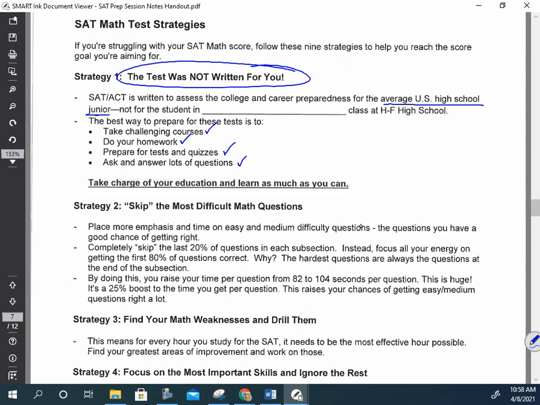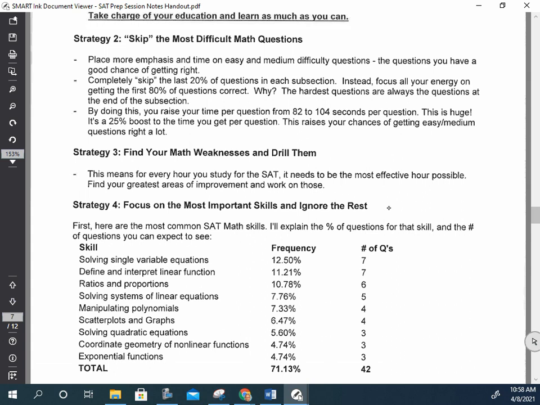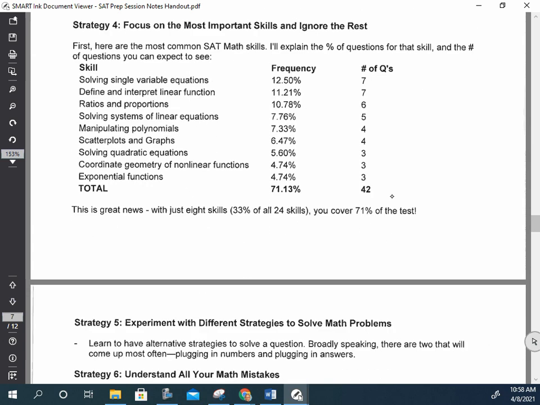Ask and answer lots of questions. Look, I'll be frank, there's about half of y'all that don't ask nothing, so that's about 50-50. So, that's how you prepare for an SAT. Point blank period. Everything else is standard operating procedure. Skip the most difficult math questions until the end. Figure out what you're weak in and practice it.